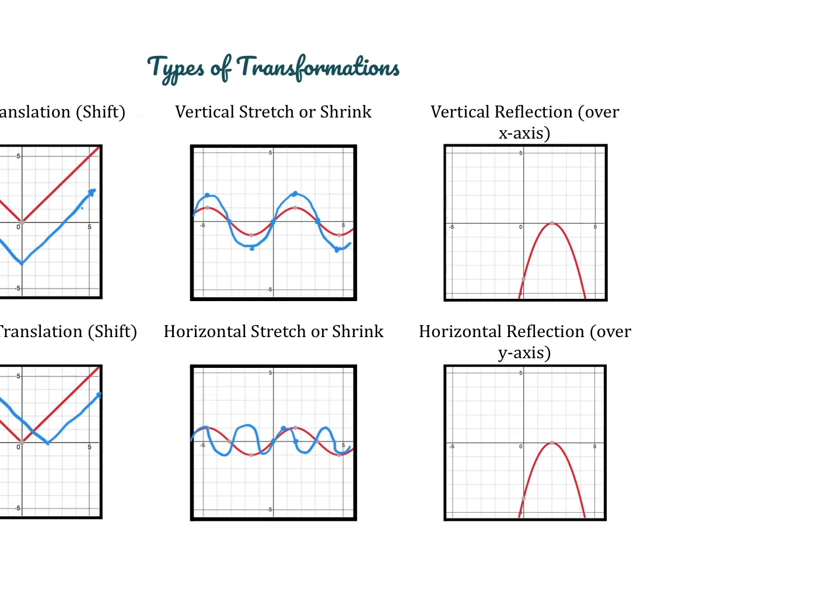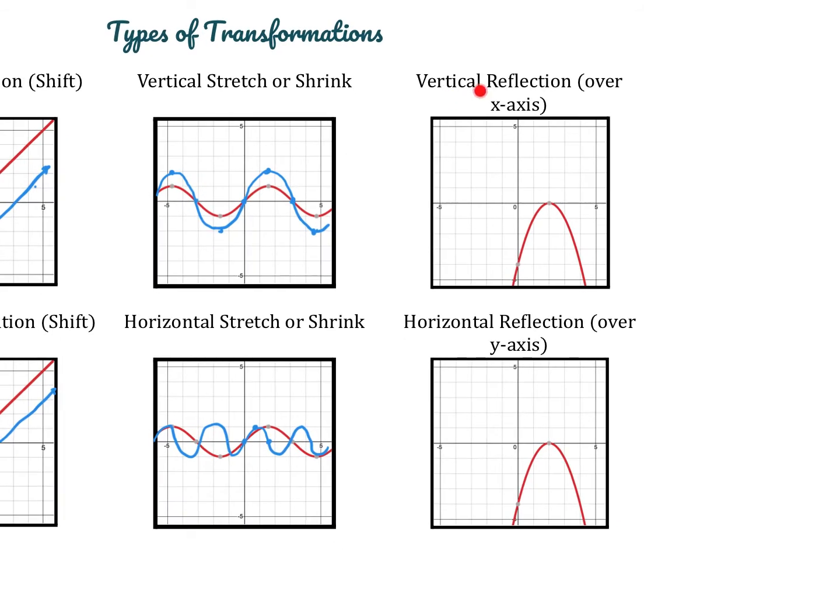The last 2 are reflections. There's a vertical reflection, which would be a reflection over the x-axis. It would look something like this. So essentially, all of our y values become opposite. We multiply all of our y values by -1 to reflect over the x-axis.